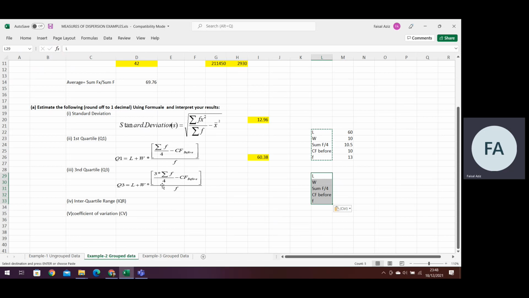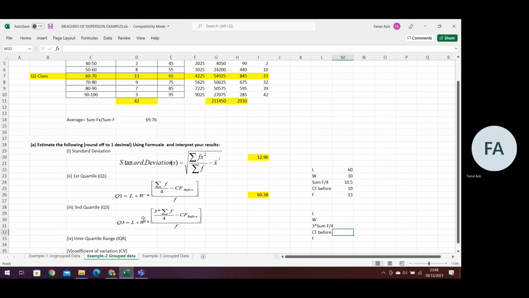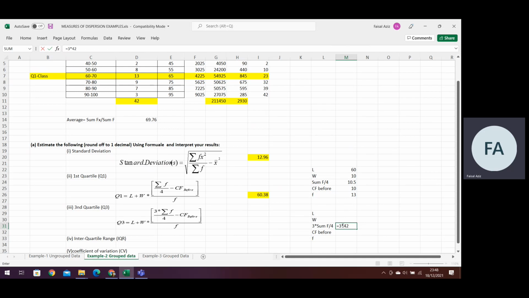So how to identify? We have 3 summation f, meaning whatever summation f we are having, we need to multiply by 3. So I'm just going to write over here 3 summation f by 4. Summation f is 42. So how to calculate this? I will click equal sign. It will be 3, then multiply by 42, divided by 4. So this will give us the number 31.5. So this will be our Q3 class.